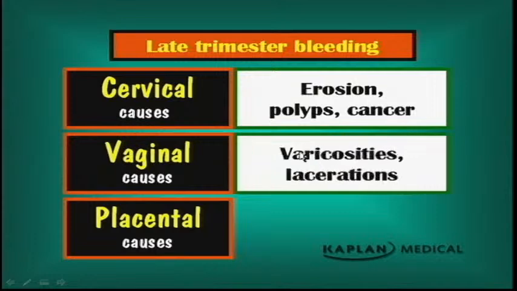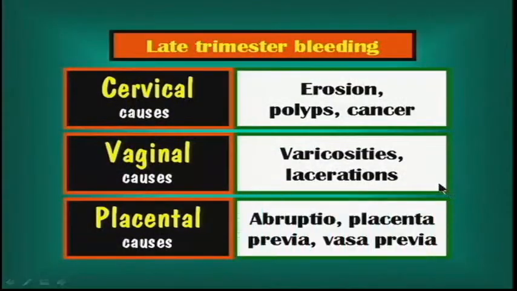Vaginal causes. Varicosities are common, particularly in the lower extremities and in the pelvis, and they can be sources of bleeding. Lacerations, trauma, and these can be identified and should be identified with a speculum exam. But always remember, in the late pregnancy, you want to first get an ultrasound before you do a speculum exam to rule out placenta previa, because you can get big-time bleeding otherwise. Where we will spend most of our time is looking at abruptio placenta, placenta previa, vasa previa, and uterine rupture.